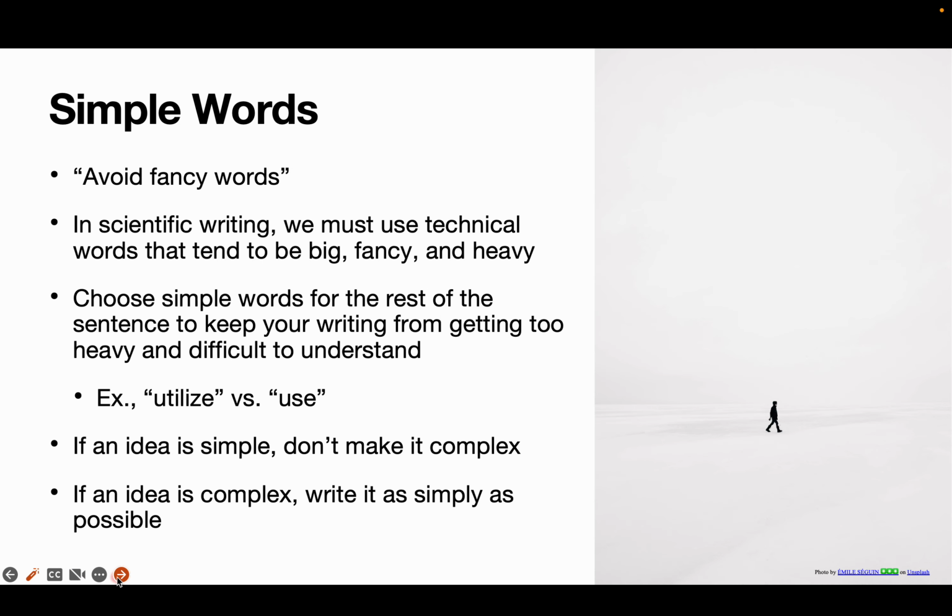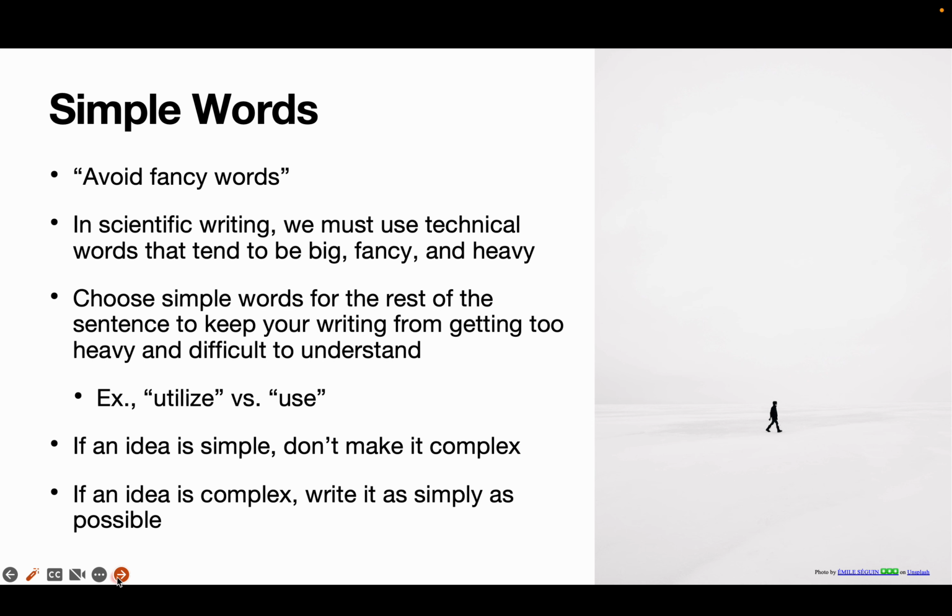You want to use simple words, avoid fancy words. So, in scientific and medical writing, we have to use technical words. They're big words, they're long words, they're fancy words, they're heavy words. What you want to do when you have a choice is to choose simple words for the rest of the sentence to keep your writing from getting too heavy and too difficult to understand. For example, instead of the word utilize, just use the word use.